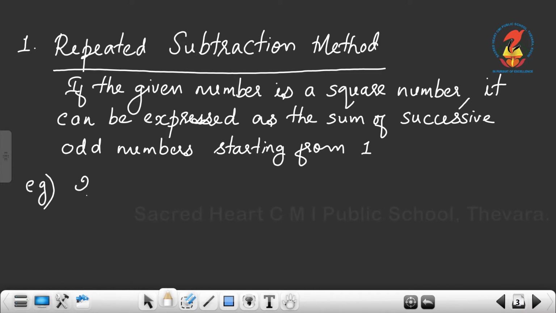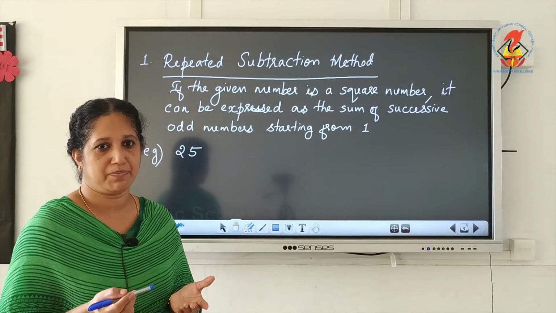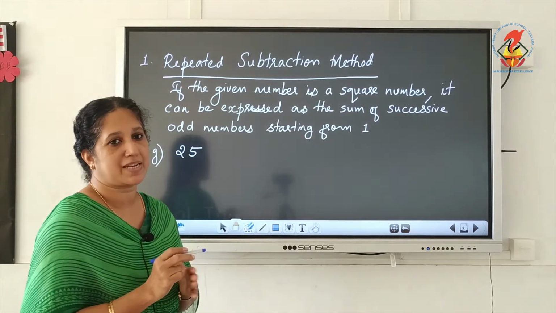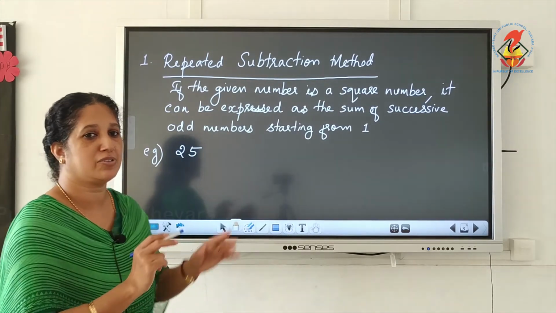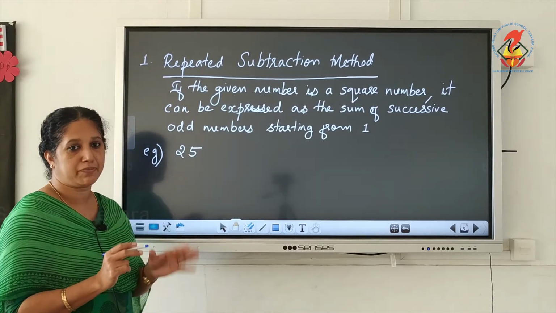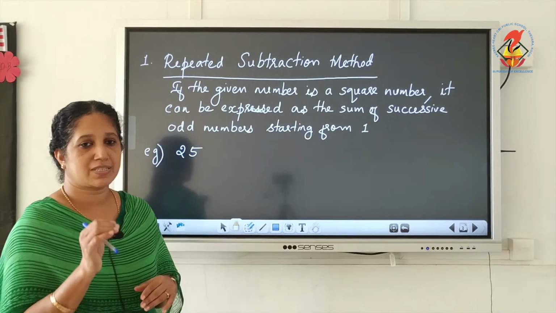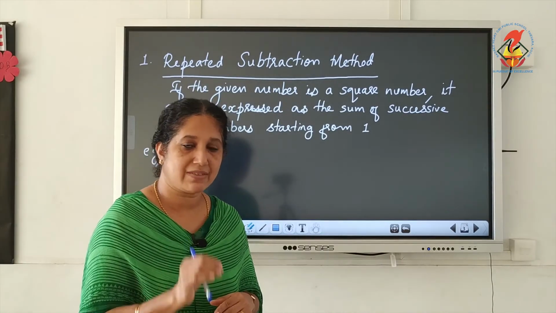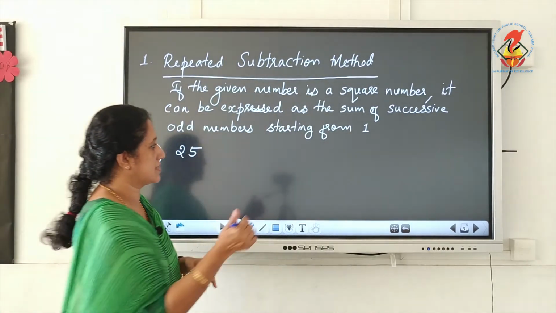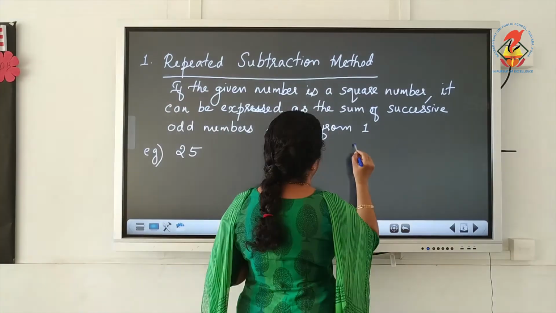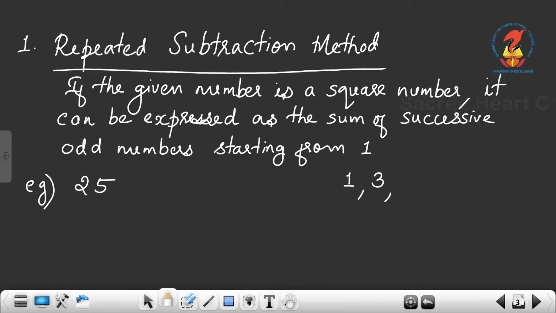Now, for example, we will take 25. We know that 25 is a square number, a perfect square. But using this repeated subtraction method, we will show that 25 is a square number or a perfect square. What we have to do is successively subtract the odd numbers from 25. That is, we want to subtract 1, 3, 5, 7, 9, etc.